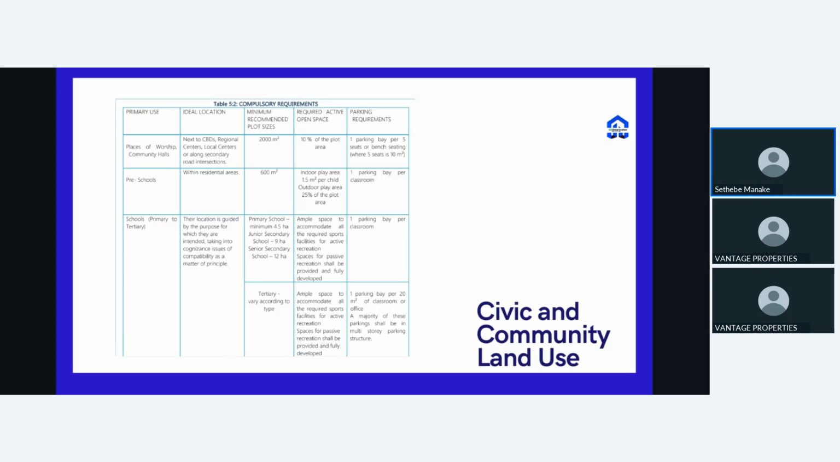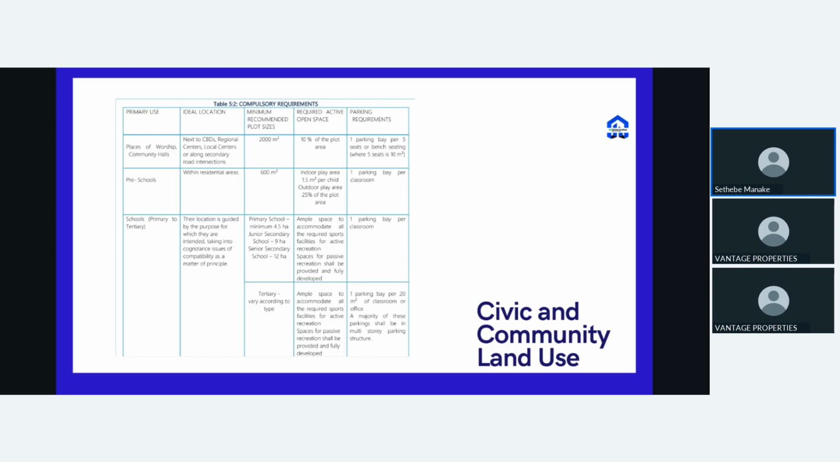Schools from primary to tertiary are civic and community, and the permissions differ depending on the size and on what level. From primary school you need 4 hectares, junior 9 hectares, senior 12 hectares. For tertiary, what kind of tertiary school is it?